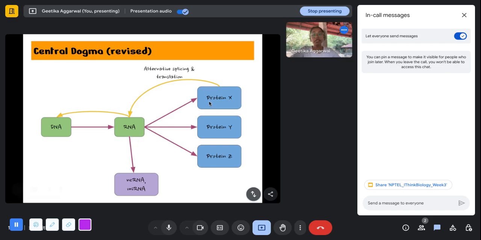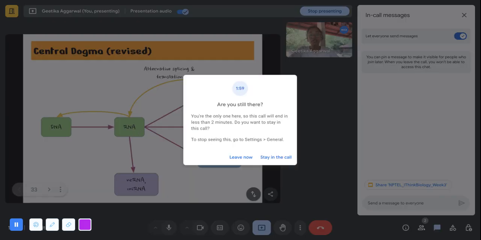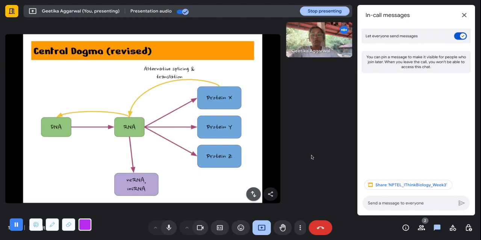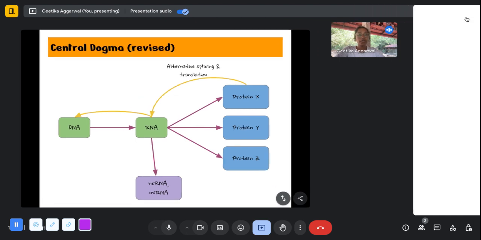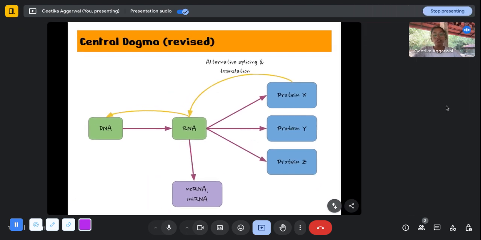As I discussed, RNA can give rise to different proteins, and RNA can also give rise to other nuclear RNAs or microRNAs. Okay, RNA by reverse transcription can also give rise to DNA. And RNA can give rise to other RNAs, which happens in a lot of viruses.